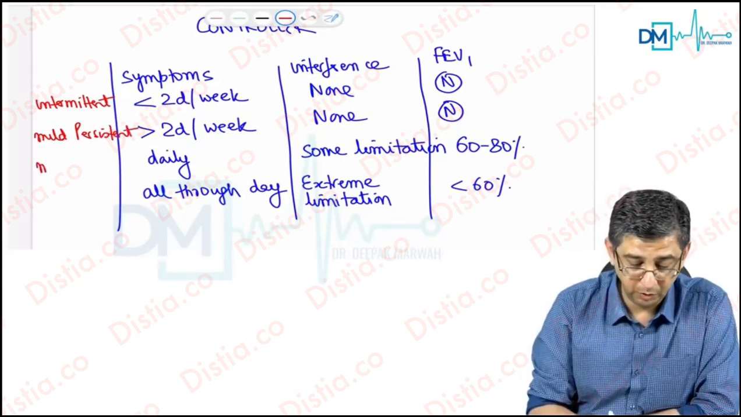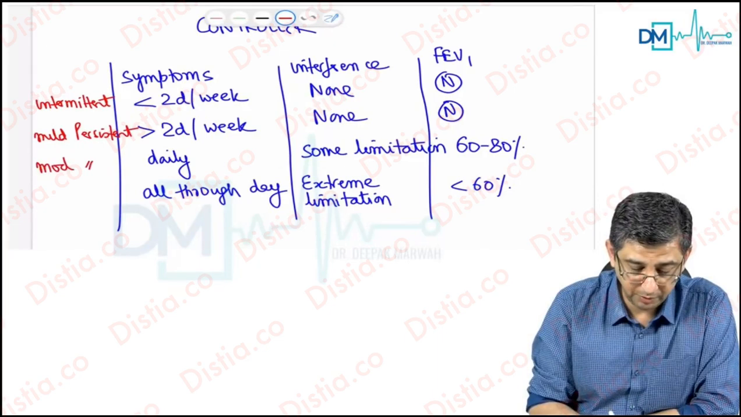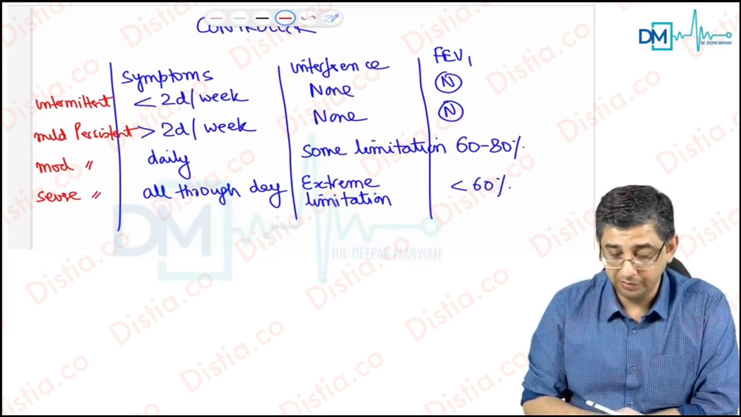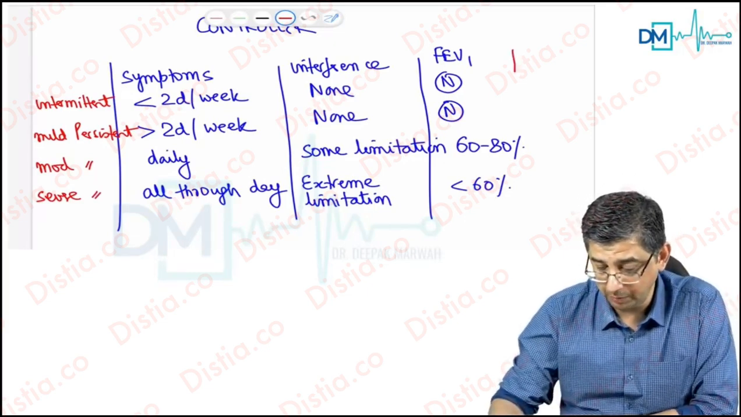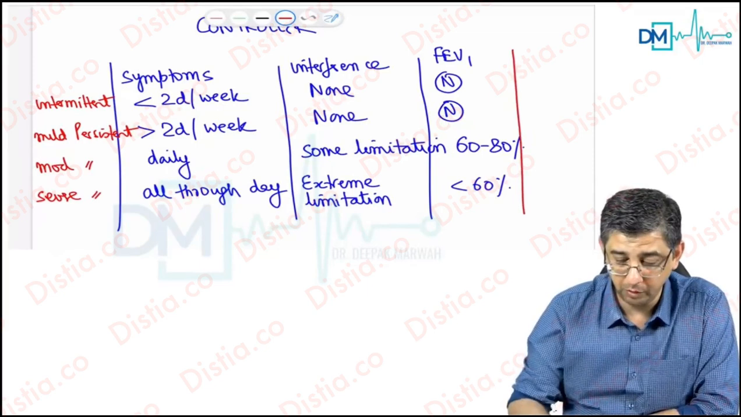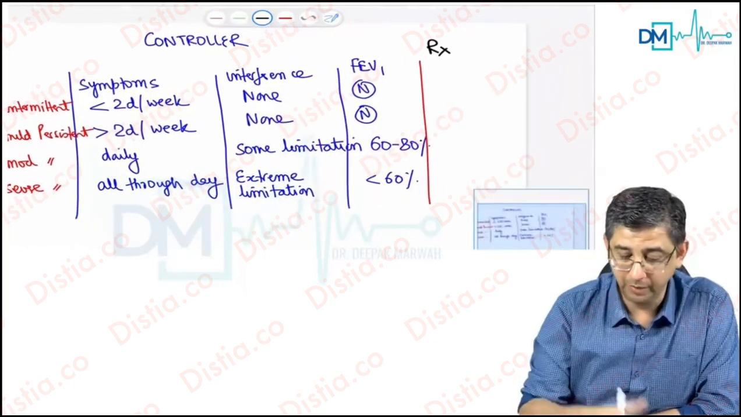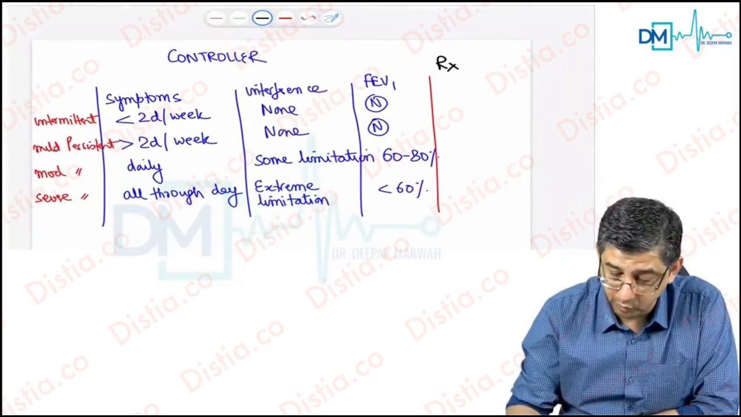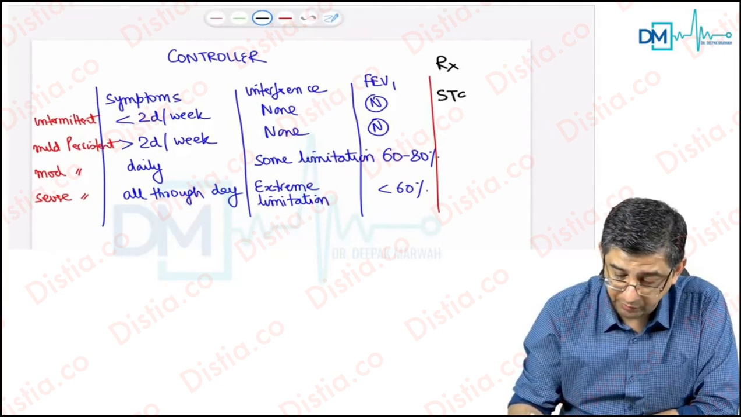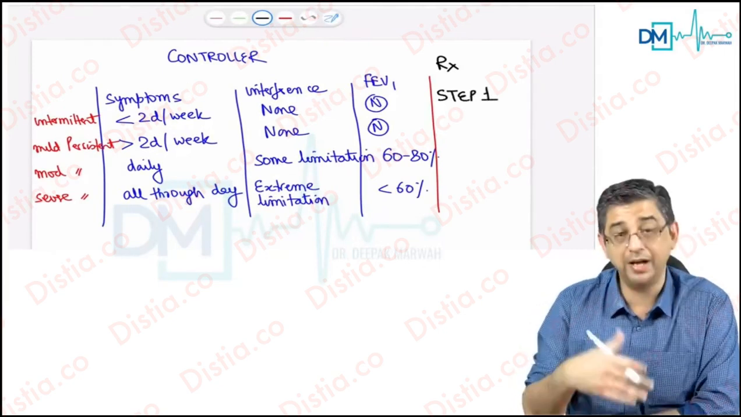The subsequent could be called moderate persistent asthma, and then there is severe persistent asthma. For the first patient, the treatment will be different from the treatment that will be offered for the last patient. So for intermittent asthma, I will be using inhaled corticosteroids as well as formoterol as and when needed.